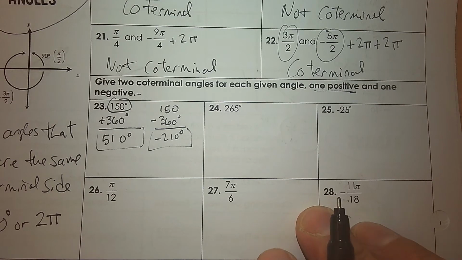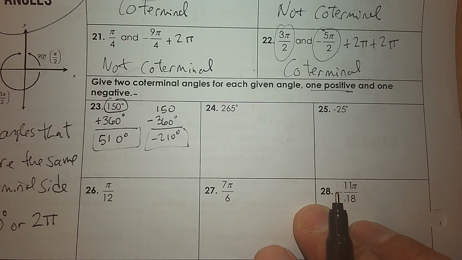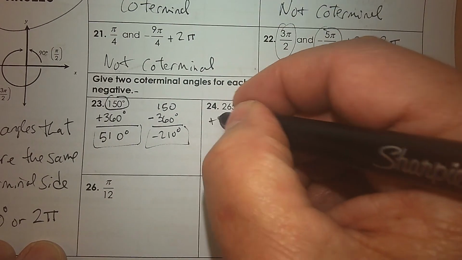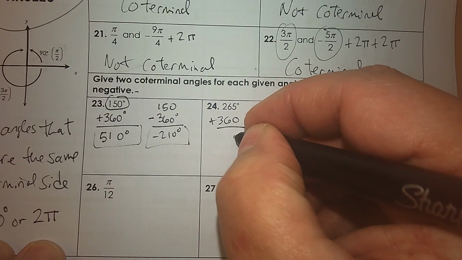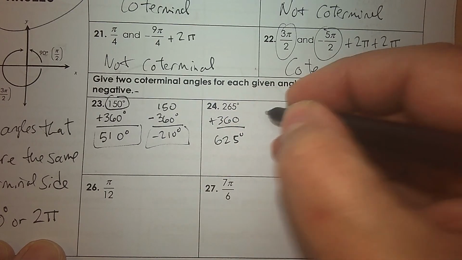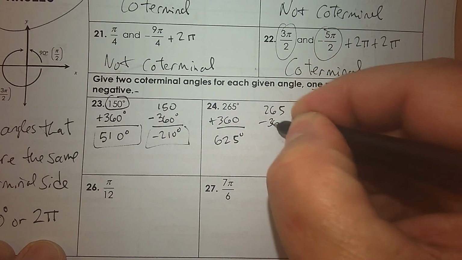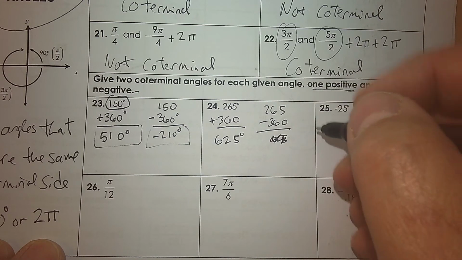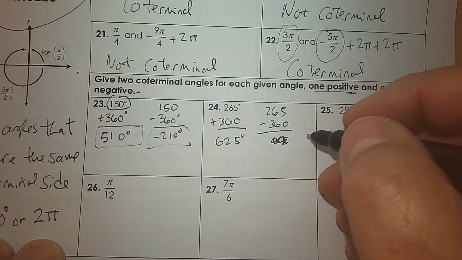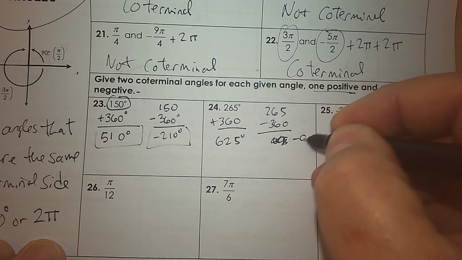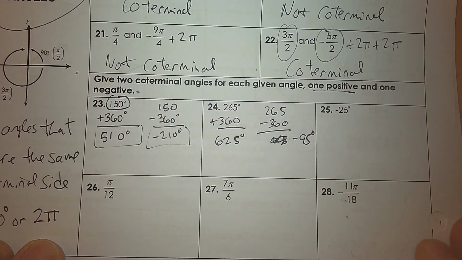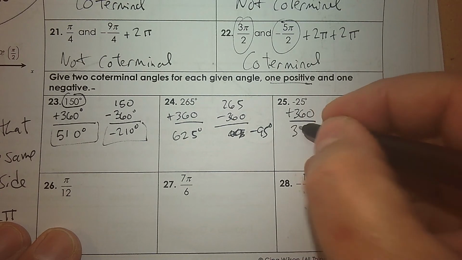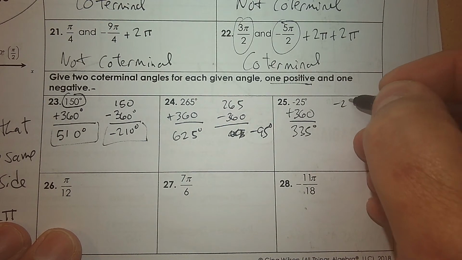So if you want coterminal, you either add 360 or subtract 360. 265, add 360 or subtract 360. Oh, that's not going to work. The other way. That's negative 95. Is that right? Yeah. Add 360 or subtract 360?